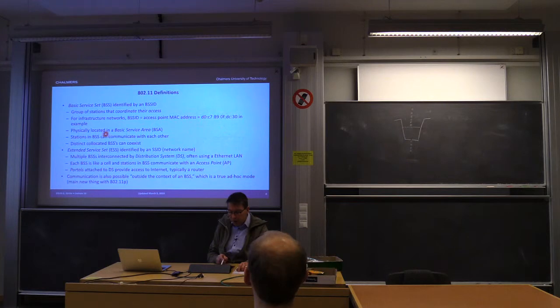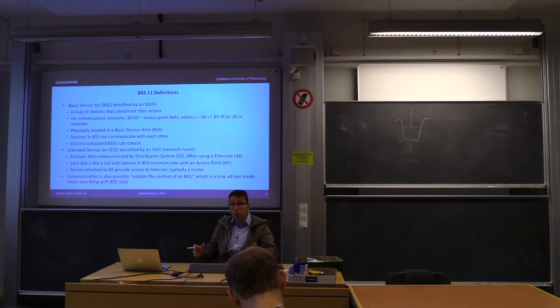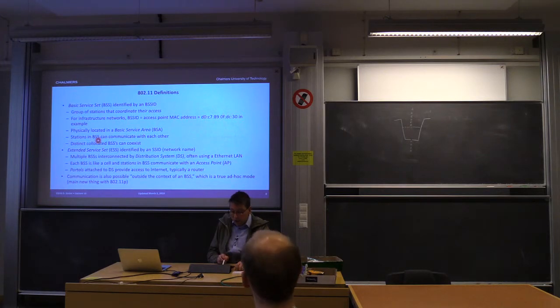These basic service sets are located in a physical area, which we call the basic service area. So basically, it could be maybe a number of rooms in this building, or a floor, or whatever. It could also be two floors, but in a certain part of the building. Wherever you have coverage from an access point is this service area. Now, stations which are in this BSS can communicate with each other.